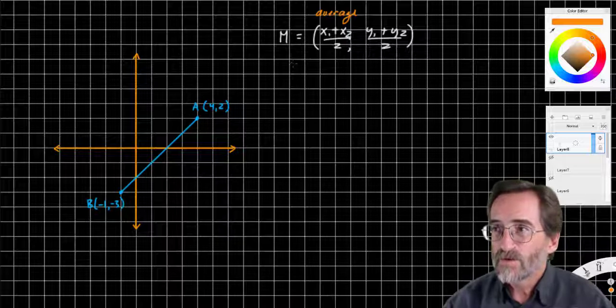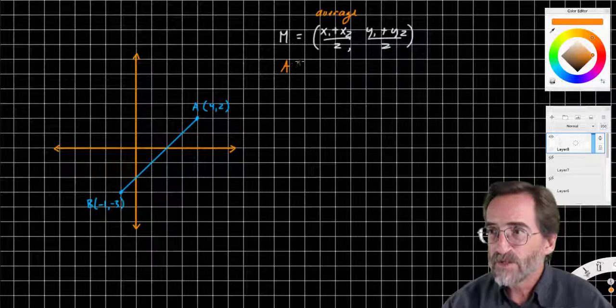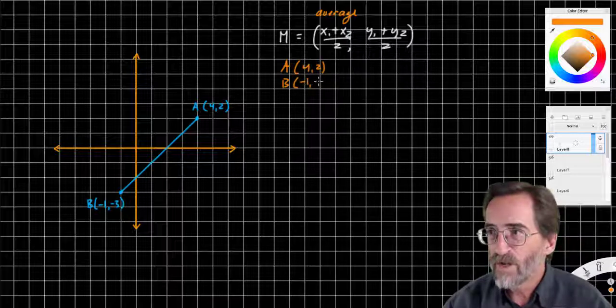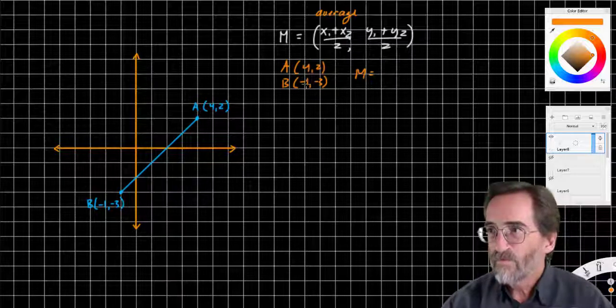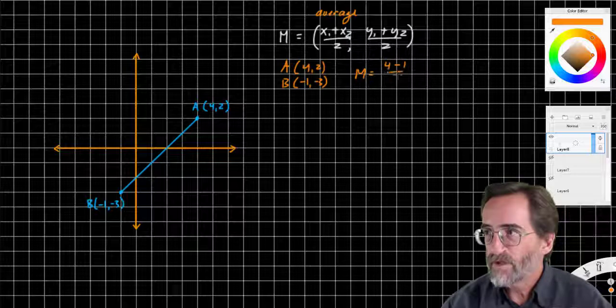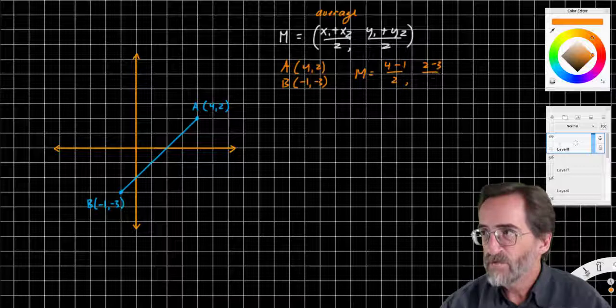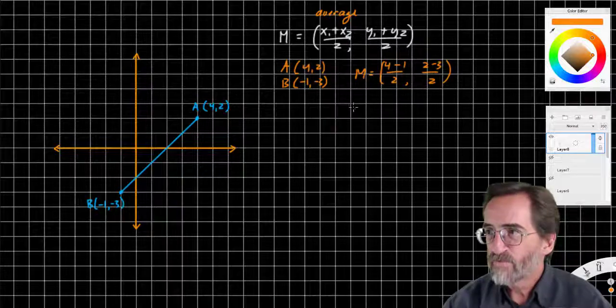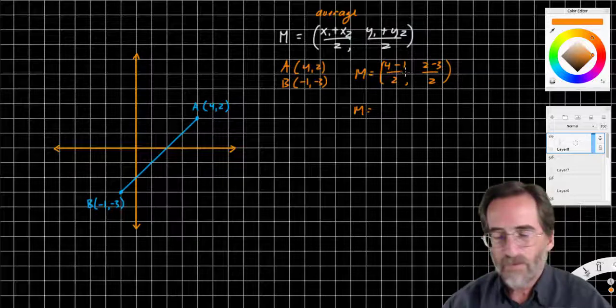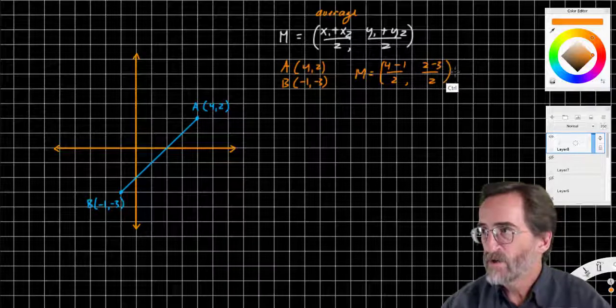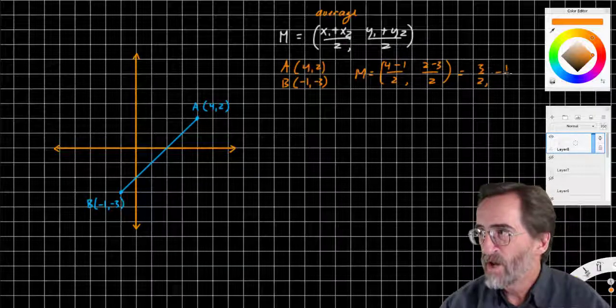So in this particular case, A is (4, 2) and B is (-1, -3). I'm going to add. So the midpoint is 4 plus -1, which is 4 minus 1, divided by 2, and 2 plus -3, or 2 minus 3, divided by 2. Do the arithmetic. M is 4 minus 1, or 3 halves, and 2 minus 3, or -1 half.